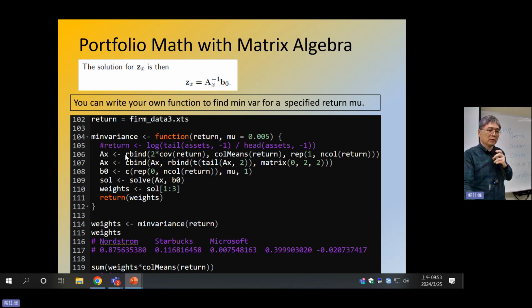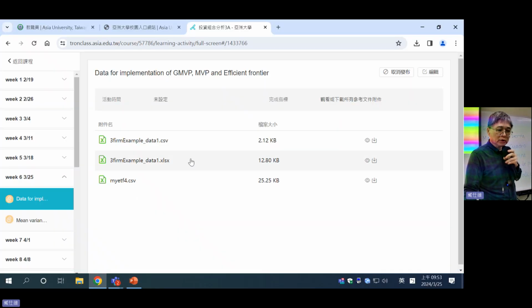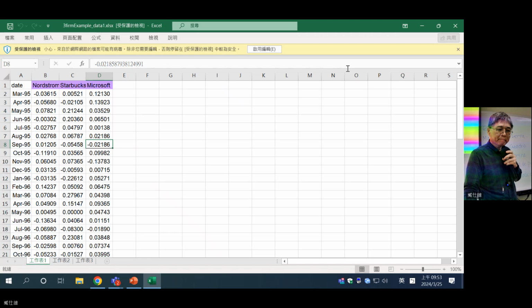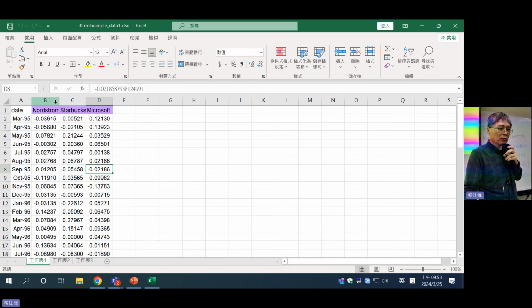So remember, just a minute, I will have to download the data and give you an idea about this. Okay, now you can see this is the raw data. Raw data here.